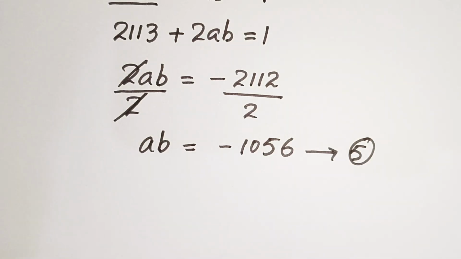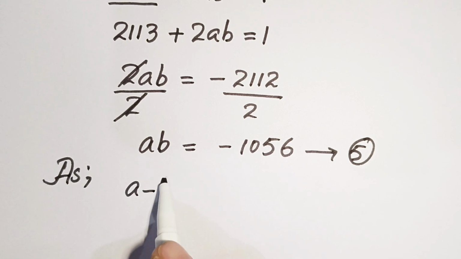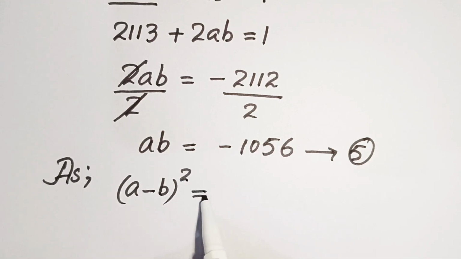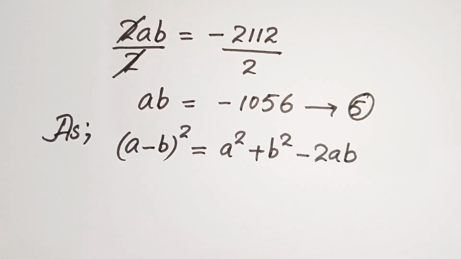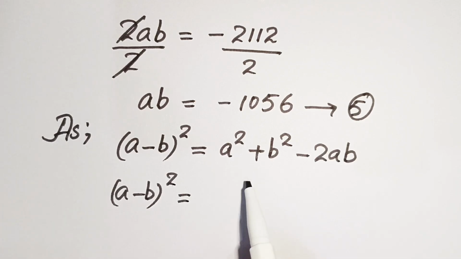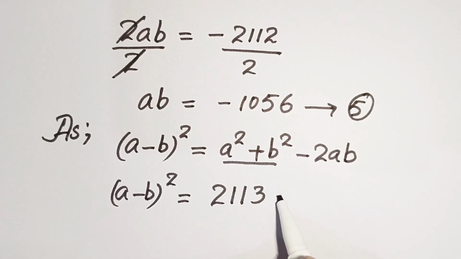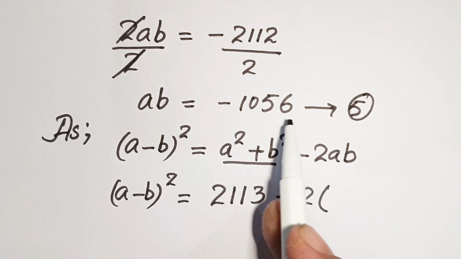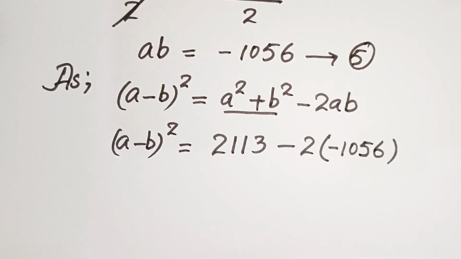Now as we know from the algebraic formula, if we have (a minus b) whole squared, then it is equal to a squared plus b squared minus 2 times a times b. So (a minus b) whole squared is equal to the value of a squared plus b squared from equation 4, which is 2113, and minus 2 times the value of ab from equation 5, which is minus 1056.